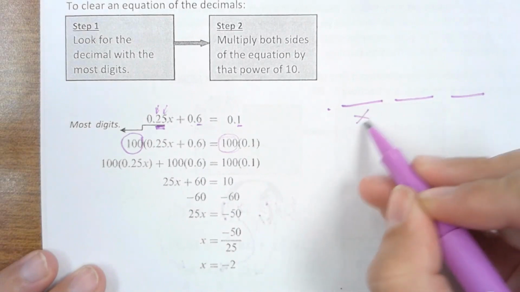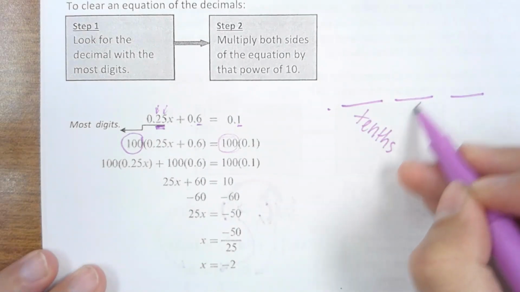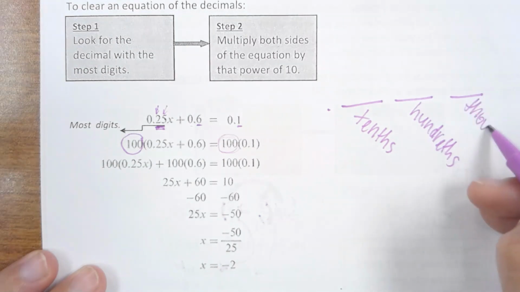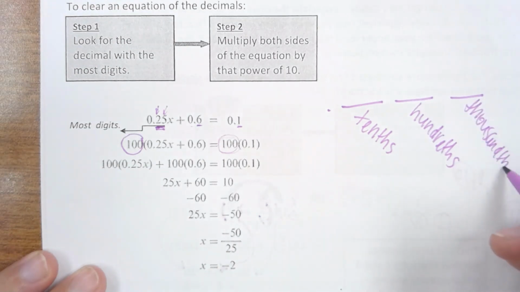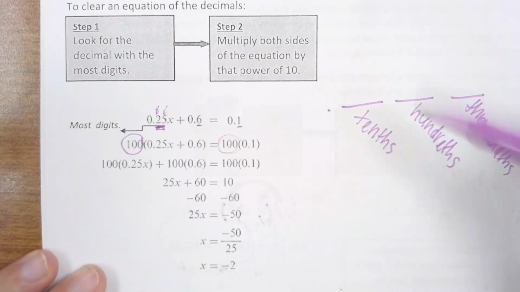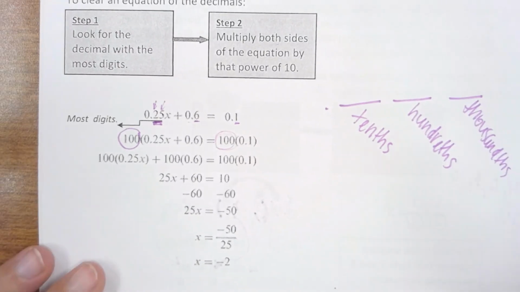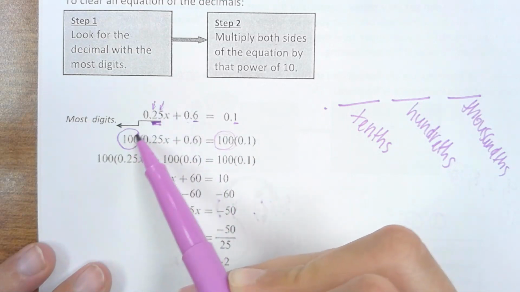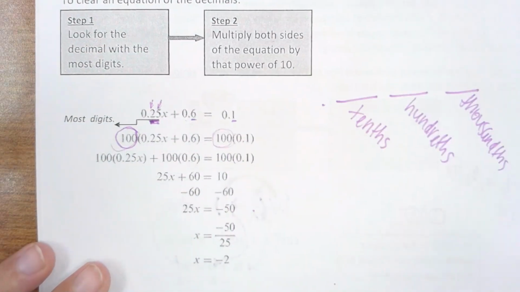You have your tenths, hundredths, thousandths, and so on, okay, but these are probably the 3 that you'll stick to. So again, since the 5 was in the hundredths place, that's what you should be multiplying by on both sides.